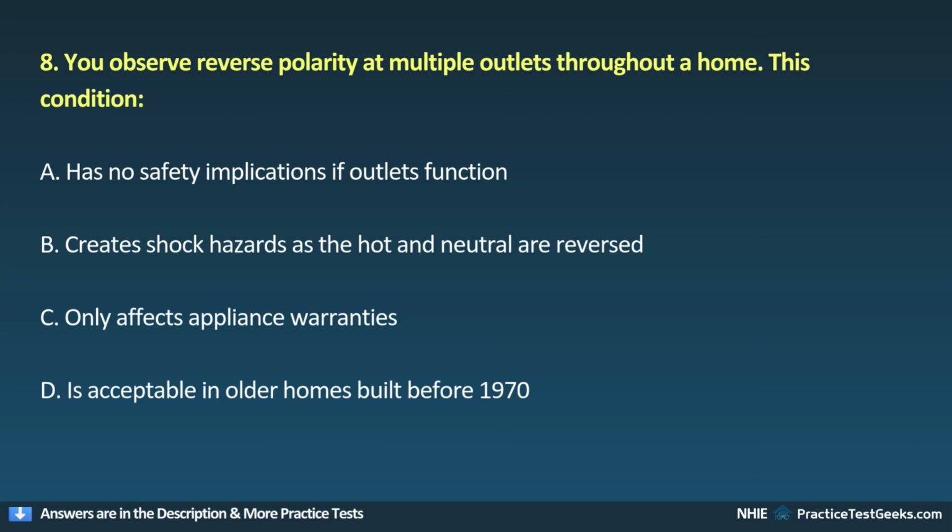8. You observe reverse polarity at multiple outlets throughout a home. This condition A. Has no safety implications if outlets function, B. Creates shock hazards as the hot and neutral are reversed, C. Only affects appliance warranties, D. Is acceptable in older homes built before 1970.